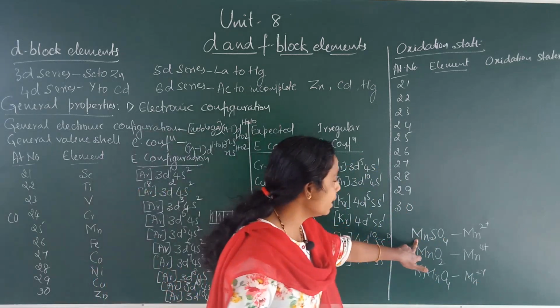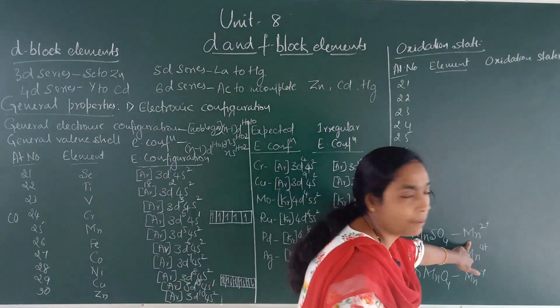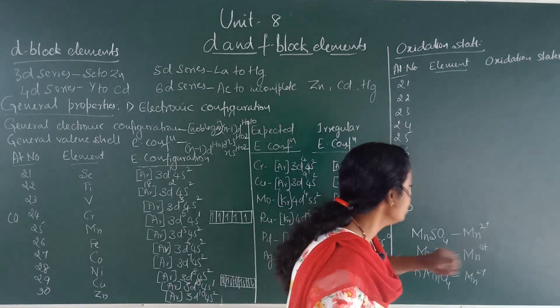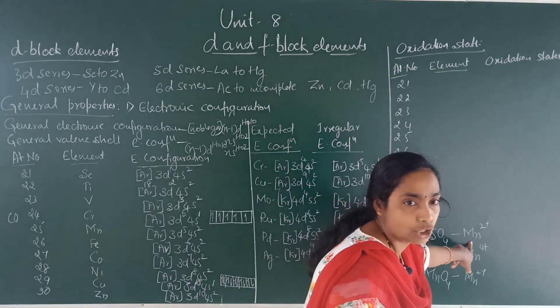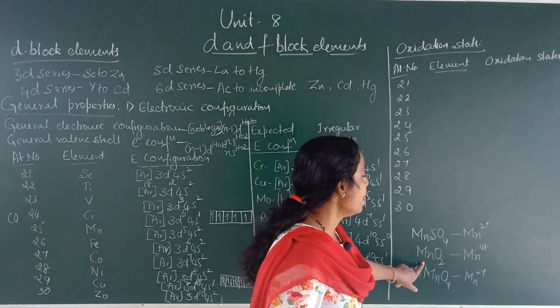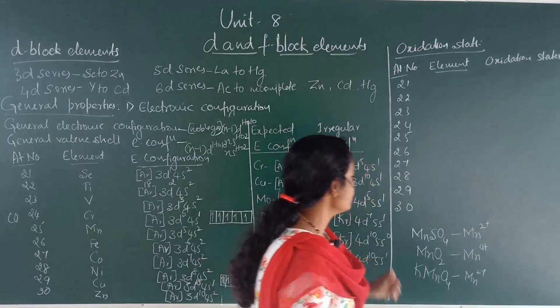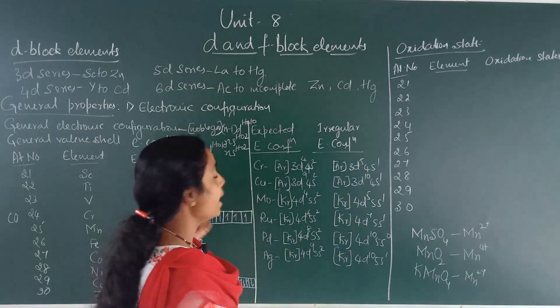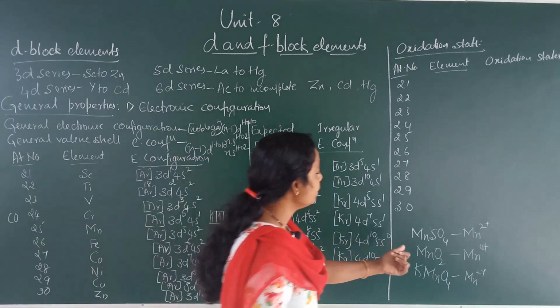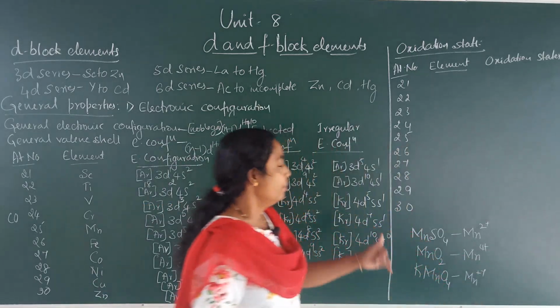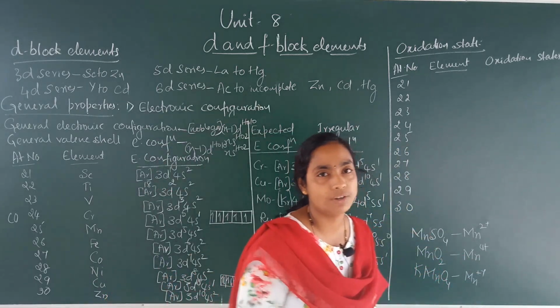In the case of manganese sulfate, only 2 electrons participate in the chemical bonding. So, manganese shows +2 oxidation state. In manganese dioxide, 4 electrons, that means 2 s electrons and 2 d electrons, are involved in the chemical bonding. Therefore, manganese shows +4 oxidation state.